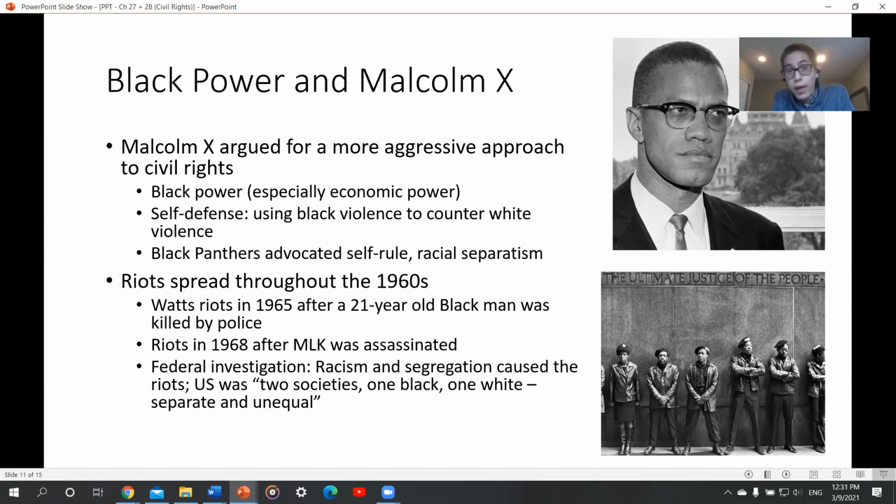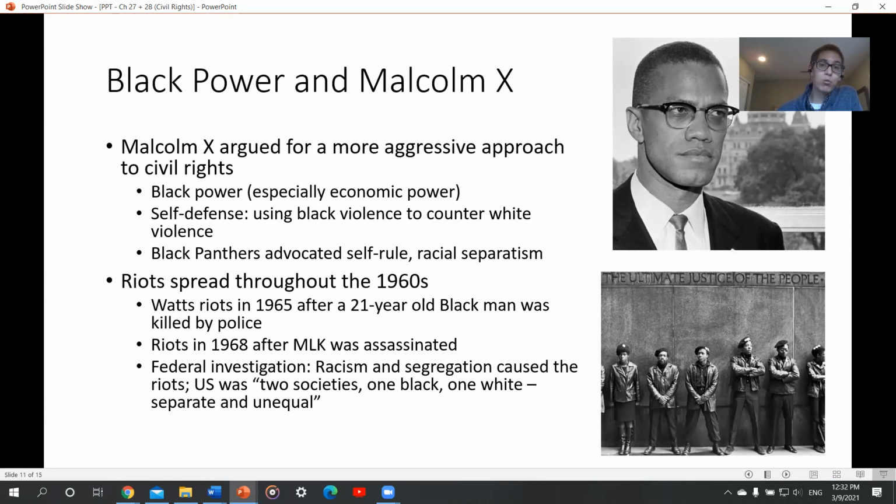Malcolm X also argued for self-defense. Well, if there's going to be white violence against us, we should use Black violence to counter that. Fight fire with fire, I suppose. Oftentimes exemplified by the Black Panther movement, which advocated self-rule, racial separatism, of basically we cannot coexist with white people. This more aggressive approach especially became popular in the 1960s as riots spread.